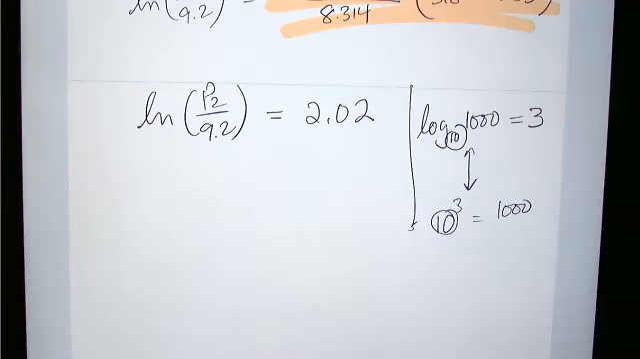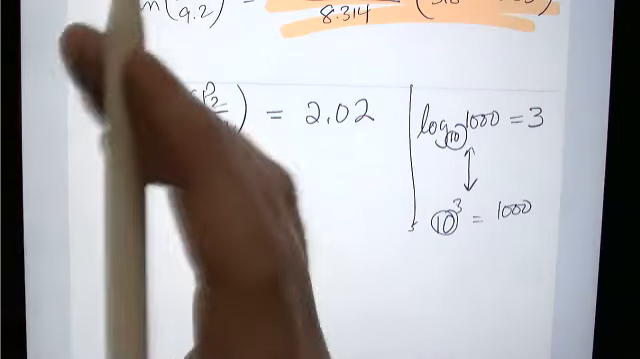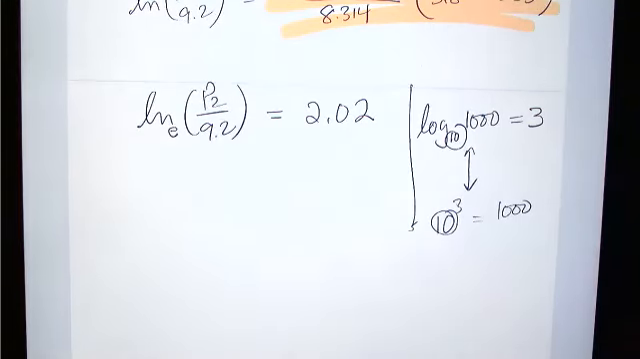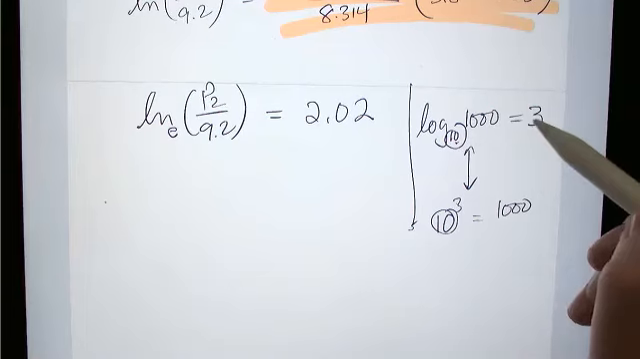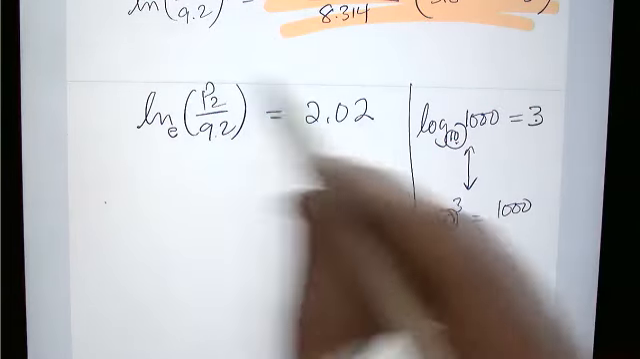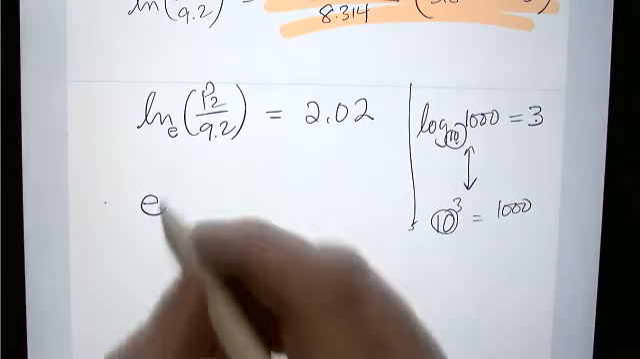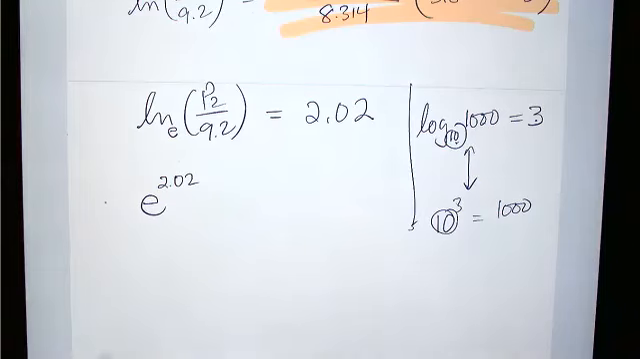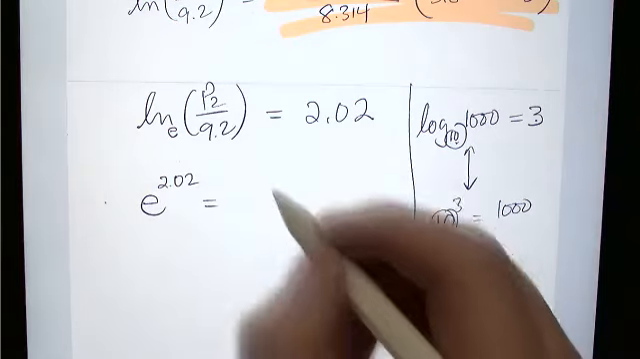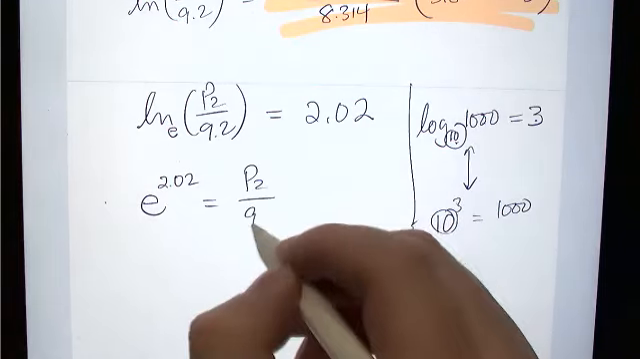We're not using the base 10 logarithm. We're using the natural logarithm. What's its base? E. So we don't normally write it, but let's write it in there. That's its base. Natural log is really just log base e. So if 10 to the power of 3 gives me 1,000, what will be true over here by the same logic? e to the power of 2.02 will equal whatever's inside the logarithm, P2 over 9.2 for me.